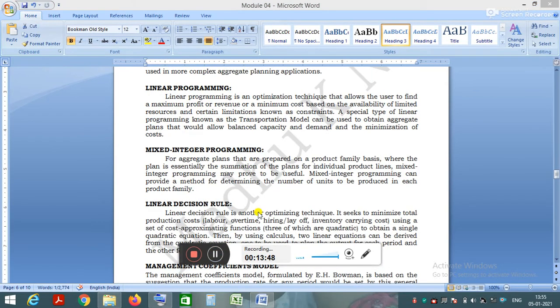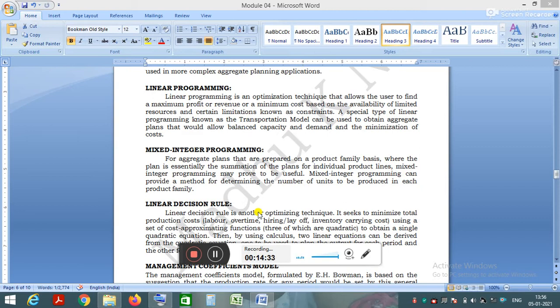For aggregate planning, the next method is mixed integer programming. It is used for aggregate plans prepared on a product family basis, where the plan is essentially the summation of the plans for individual product lines. Means in a single industry, if different products are manufactured and the aggregate plan is to be made for the different products, the aggregate plan is the summation of different plans, where the plans are different for each individual product. In such cases, we make use of mixed integer programming.